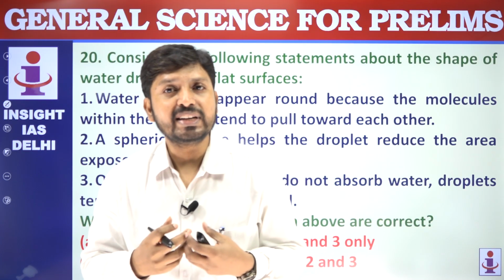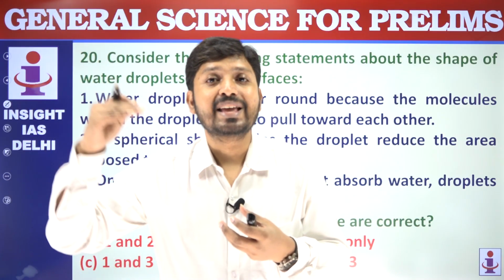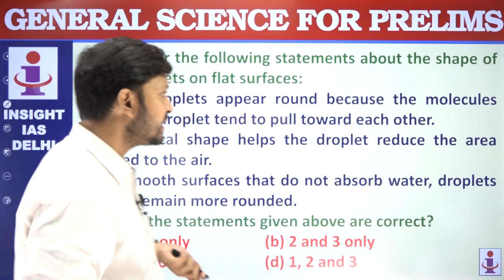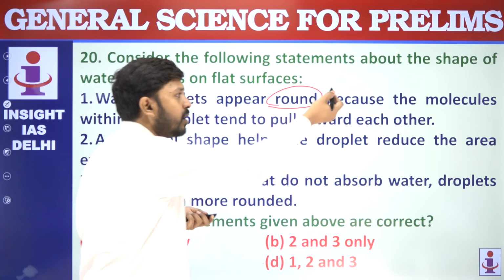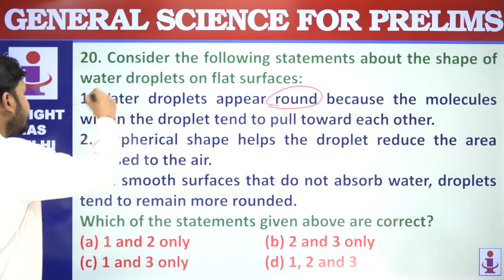What is the benefit of having the least surface area? It is less exposed to the atmosphere, so there is less evaporation, and more stability. Based on this, let's read the statements. Water droplets appear round because the molecules within the droplets tend to pull towards each other. So this is the right statement.